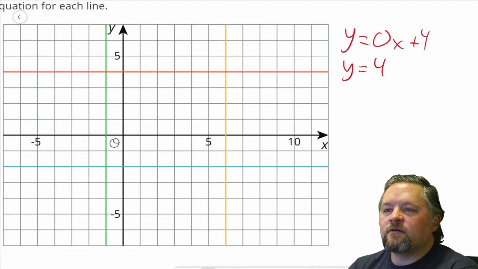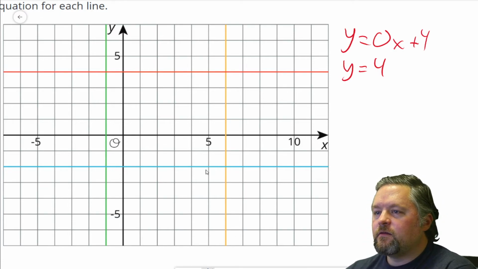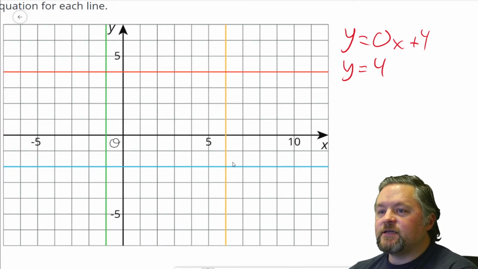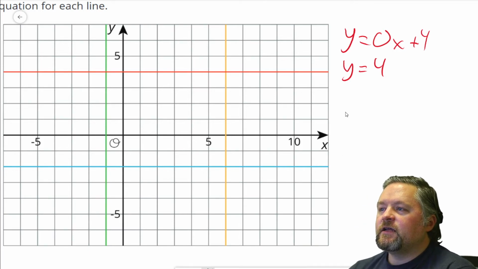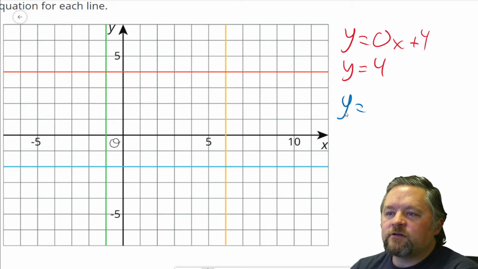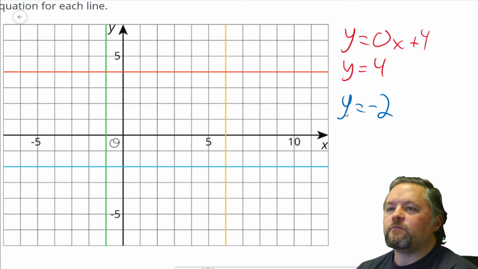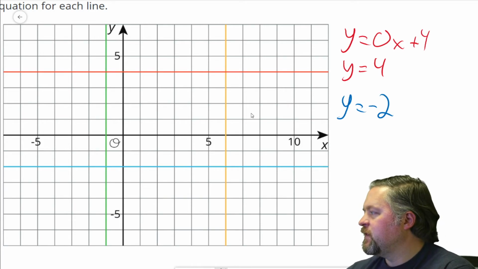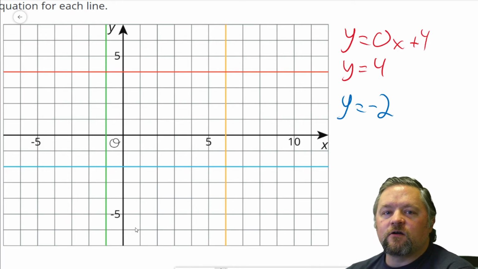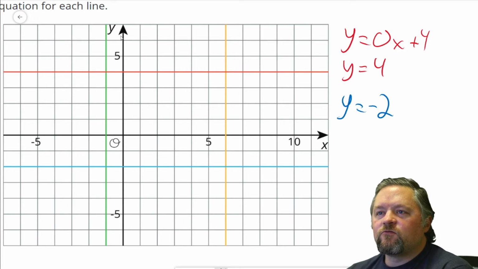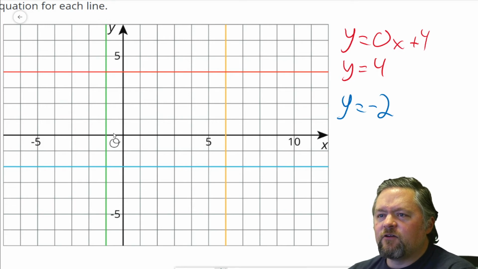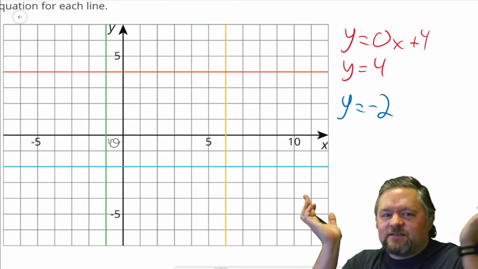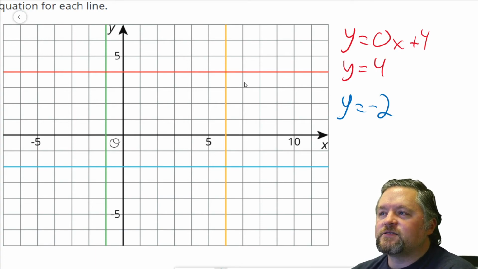Our blue line here is going to be similar. The slope is 0, so 0 times x is 0. It is just going to be y equals the y-intercept, which is -2. Now the green one. This green line is vertical. Rise over run. The rise is infinity, because from here it just keeps going up infinitely. In a run of 0, infinity over 0, that doesn't even make sense. What are we going to do? Let's think about this a little bit.